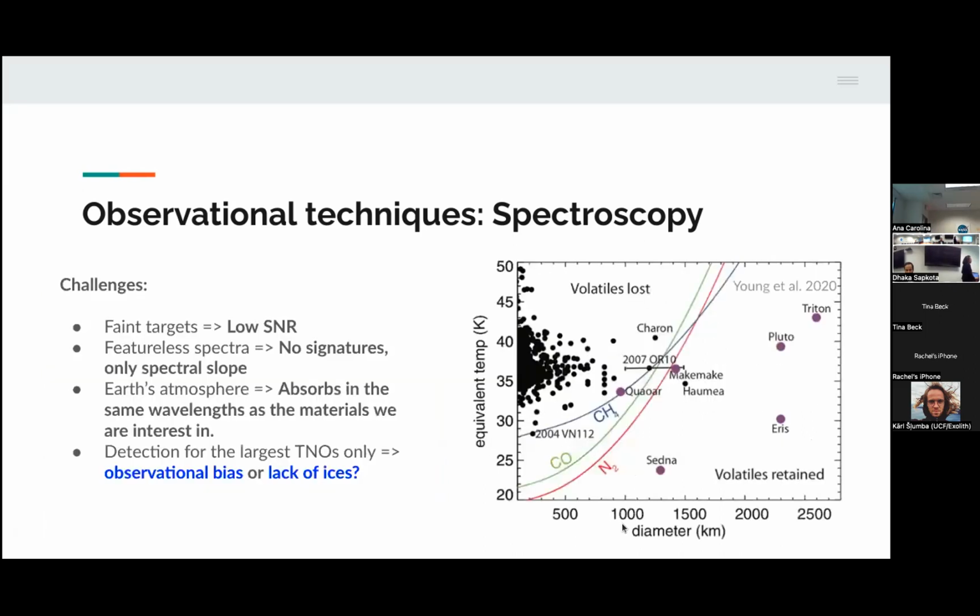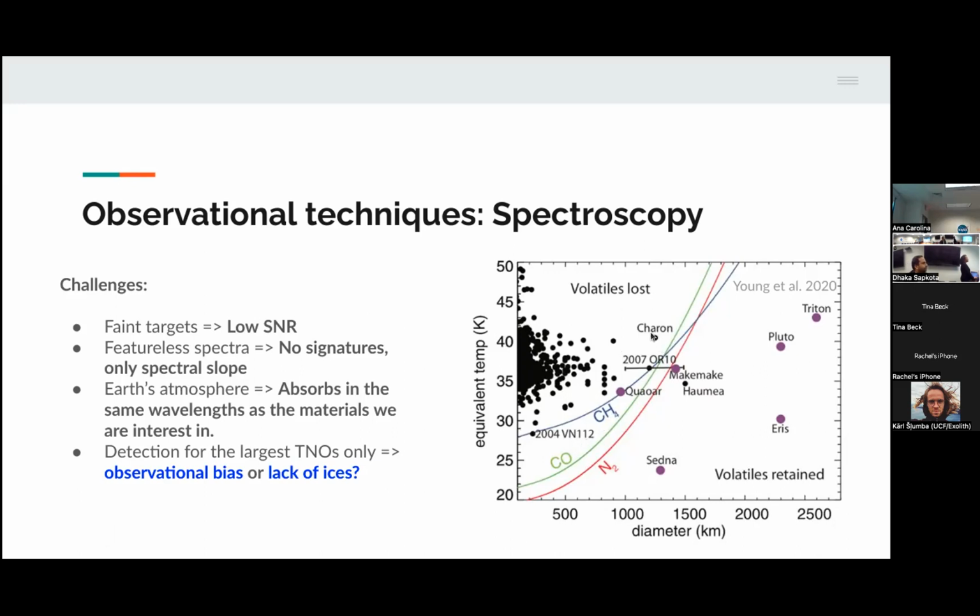So the model of volatile retention says that bodies with more than 500 kilometers in diameter are able to keep and retain the volatiles that they acquired at the time of formation. But the others, with less than 500 kilometers, are not able to retain these materials until nowadays. So that is why we don't observe them. But we are really curious about the objects that are at the limits, or between those lines.